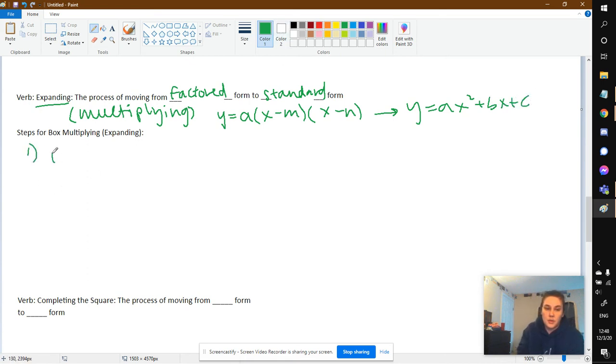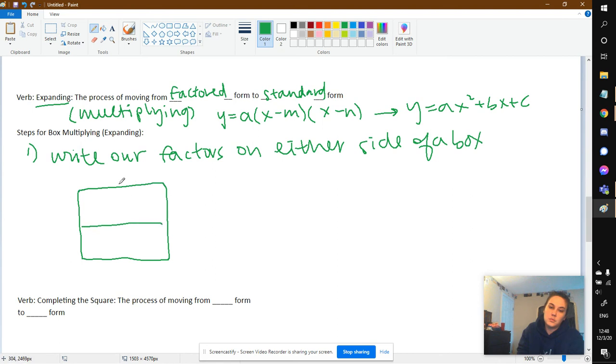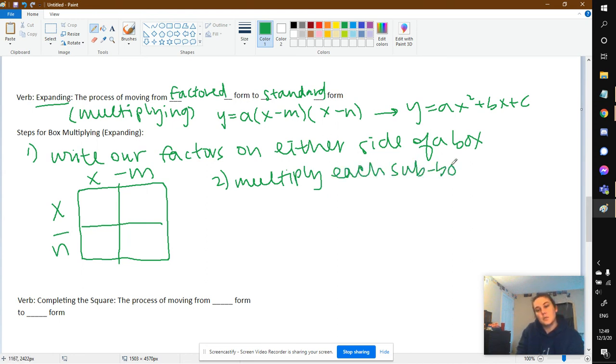So our first step is write our factors on either sides of a box. Right, so we have like x minus n here and x minus m here. Then our second step is to multiply each sub box. So this would be x squared, this would be negative mx, negative nx, and positive nm.